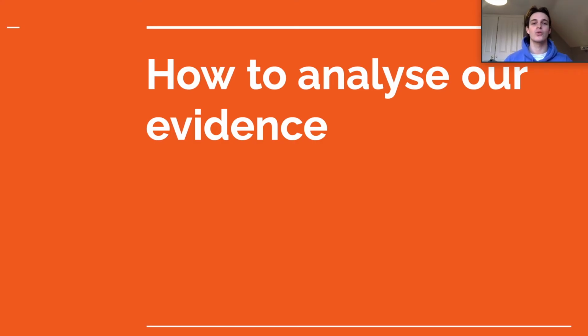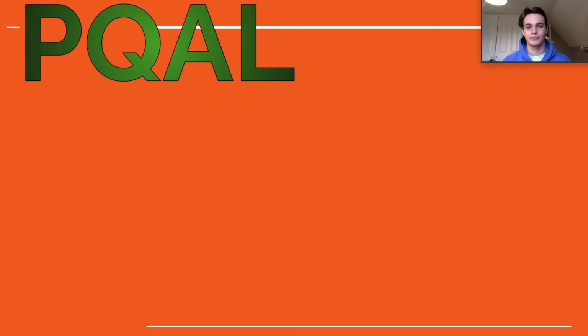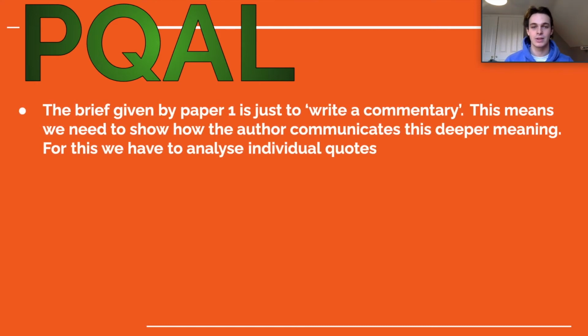So, on to how we analyse our evidence. First thing is to think about our PQAL. Now, you may have seen this before as PEEL or some similar format from your English teacher, but what PQAL means is point, quote, analysis, link. So, the brief given by paper 1 for high level is just to write a commentary. For standard level, you'll sometimes get some hints. The hints in this, or prompts as they're called on the paper, were to focus on the use of irony in the passage and how the form of the poem affects its meaning.